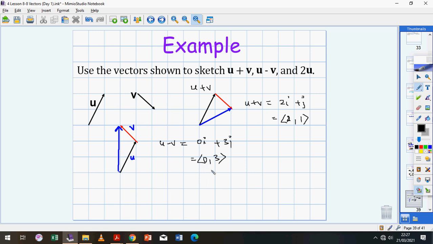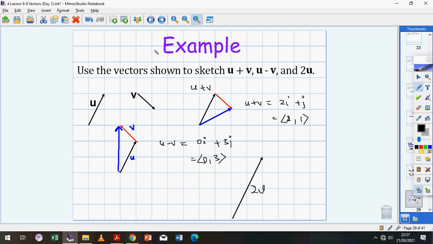Twice of u, I simply multiply u by 2. So the initial u was going over 1 and going up 2. If I multiply it by 2, it's going to double in size. So twice of u will be going over 2 and going up 4. So going over 2, going up 4, that is twice of u. Easy stuff, right?